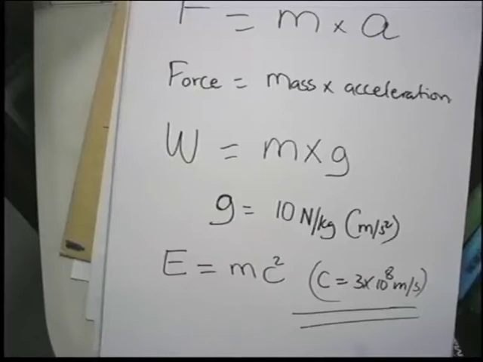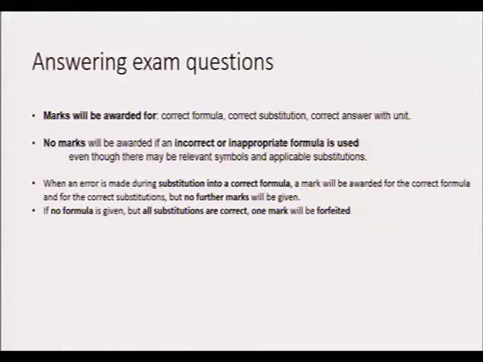If for some reason you have made a mistake, then the other marks will be forfeited, but you still get the one mark for the correct formula, and you might even get a mark for the unit if the units are correct. Then instead of losing all the 3 marks, you can get 2 marks, and then just lose the marks for the substitution and the calculations that are wrong. If no formula is given, and this is very important, I have to stress, if no formula is given, but all substitutions are correct, you will lose a mark for the formula.